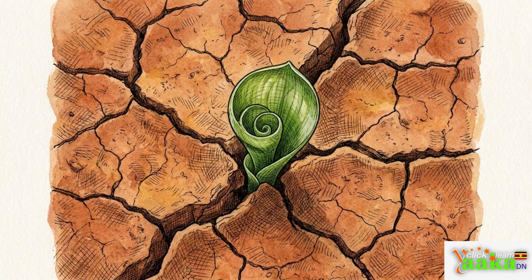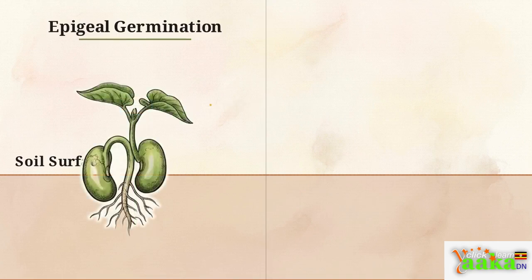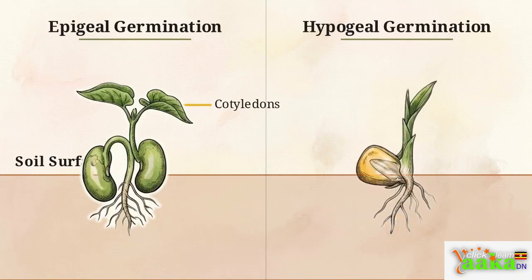Once awakened, the seed must break through the soil surface to survive. Different plants employ different structural strategies to achieve this. The first strategy is epigeal germination. In a developing bean plant, the seed leaves, or cotyledons, are forcefully pushed above the soil surface line. The second strategy is hypogeal germination. In maize, the cotyledons remain safely hidden beneath the dirt, while only the shoot extends upward.